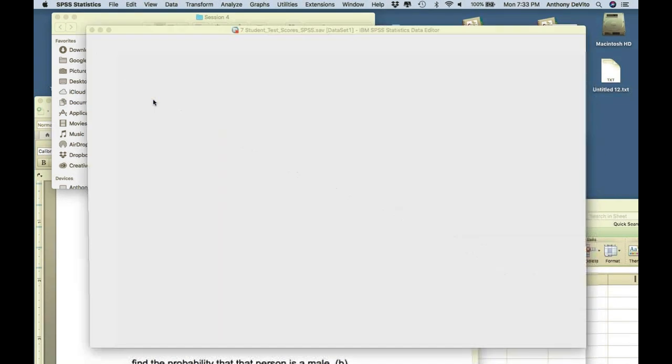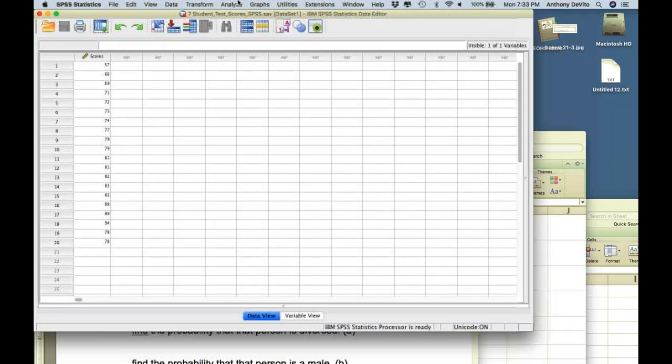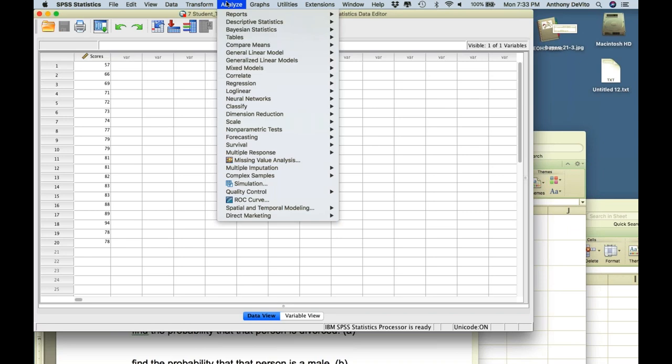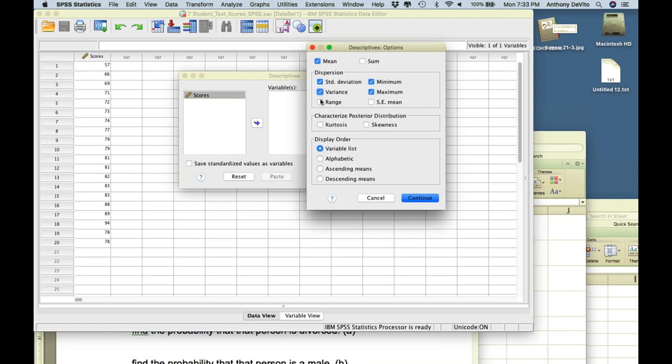When I usually present this, when I talk about descriptive statistics, I usually tell people, if you want to do basic descriptive statistics, you're going to do Analyze, Descriptive Statistics. And then you have a number of choices. You have Frequencies, Descriptives, Explore. If you go into Descriptives, it gives you just the basic descriptive statistics. You can actually go into the options and check off what you want.